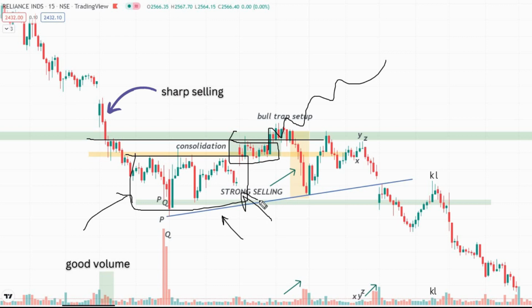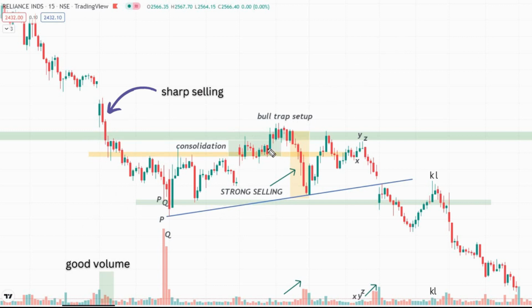Okay, so now if these buyers were very strong, then after this consolidation above the resistance zone, they should have continued the upward momentum. But what is happening? After a breakout, there is no follow through, and see the candles here. Prices broke above this level, then sellers pushed the prices towards the downside, but again buyers came in and pushed the prices towards the upside.